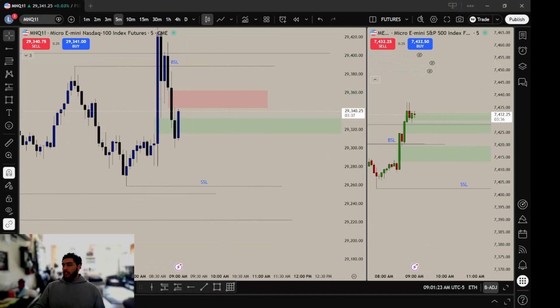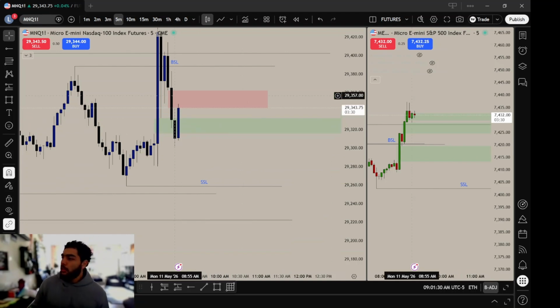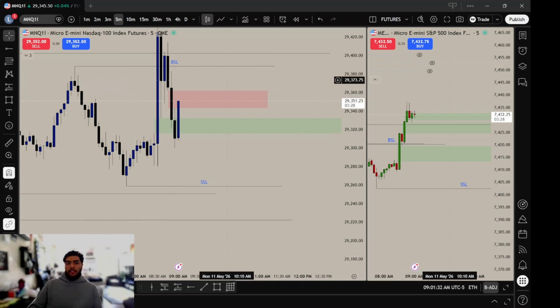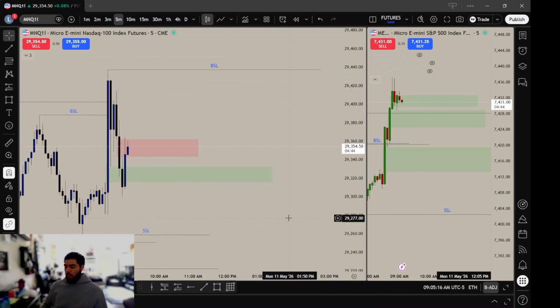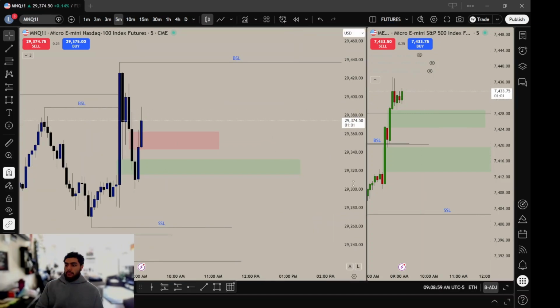All right, guys, so we disrespected this bullish fair value gap, and now we created this bearish fair value gap. So what I'm looking for is a retrace right into this bearish fair value gap, and then coming back down lower. If this gets respected, I'm taking shorts to this sell side liquidity right here. Only if this gets respected, though. All right, guys. So we disrespected this, and now we're disrespecting this.